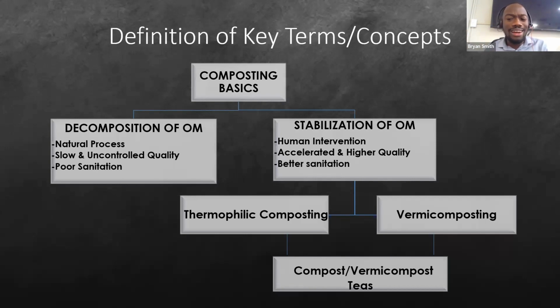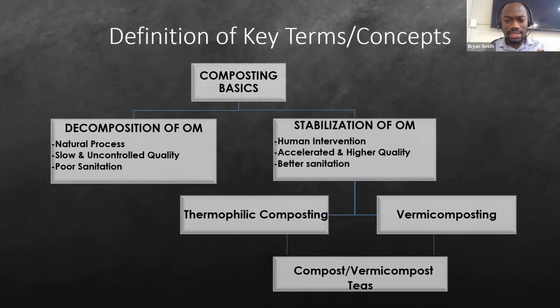And so you cannot guarantee that the material will be free from certain pathogens or will even be in a state where it will be beneficial for you to use on your farms or in your gardens. Versus stabilization of organic materials. When we speak about stabilization of organic matter, we're speaking now about human intervention. So we pay close attention to the pile or to the organic matter that we're decomposing or breaking down in that compost pile. We monitor it routinely. And so what happens is that you get an accelerated process in terms of the breakdown of the material, and we get higher quality material at the end with better sanitation.